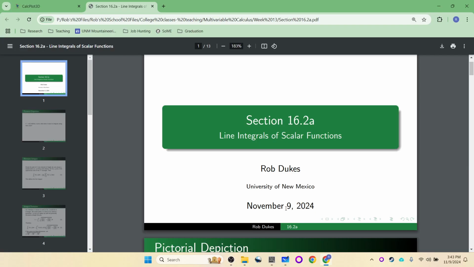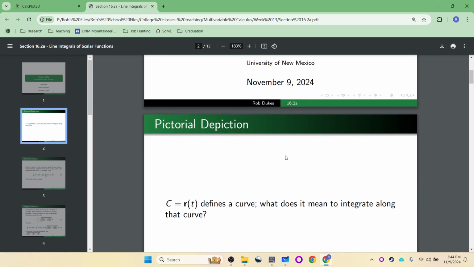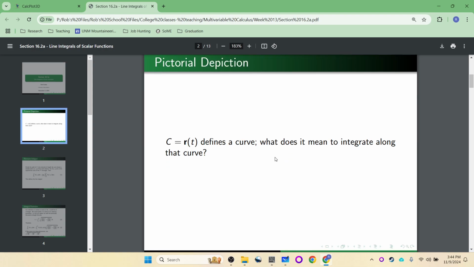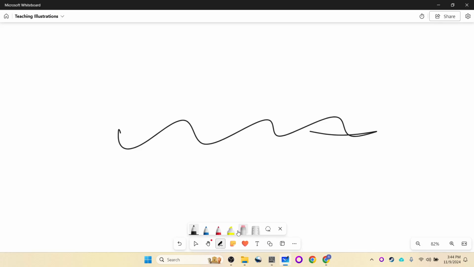Alright, we are now going to talk about line integrals of scalar functions. So what the heck is a line integral? Well, let's say we've got a curve, r of t, and it is a two-dimensional curve. What would it mean to integrate along that? So let me show you some visuals here.